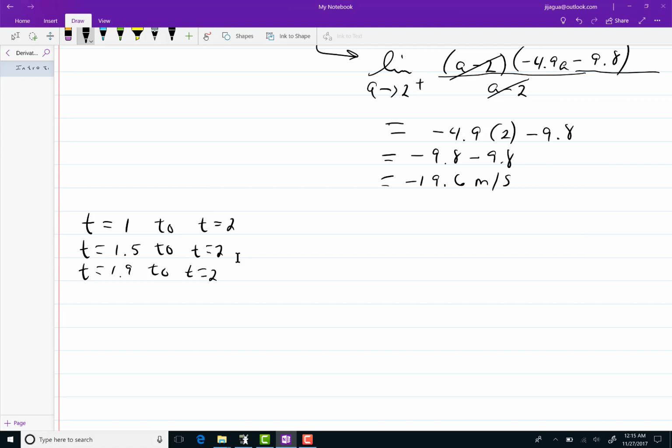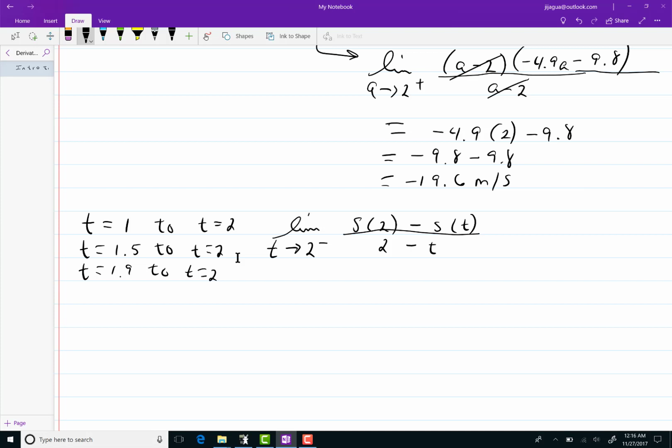So I could consider this the limit. This time I will use a t. t goes to 2 from the left. So that means that we are ending at t equals 2. So we'll have s of 2 minus s of t and 2 minus t. All right, let's throw our numbers in then.